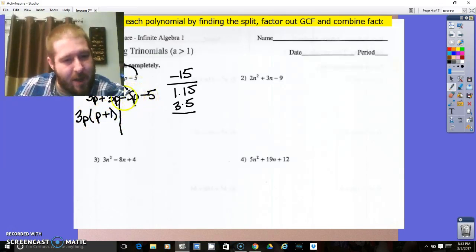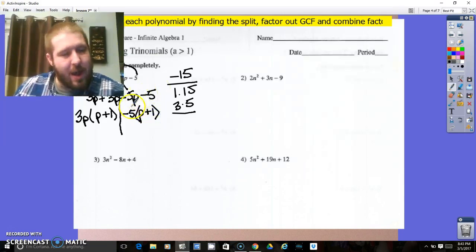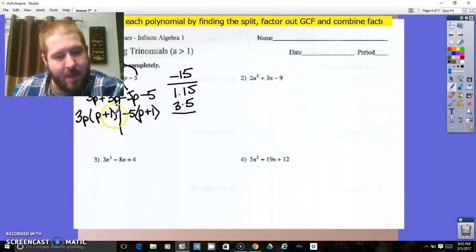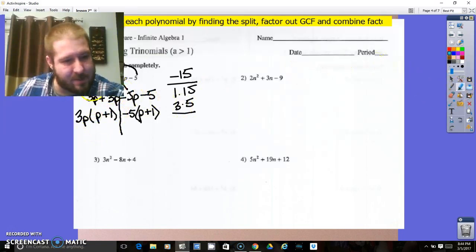All right, do the same thing over here. So negative 5, these can both be divided by negative 5. This divided by this is p. This divided by this is 1. Notice what happened now. Both parentheses have the exact same thing inside of them. That's exactly what's going to happen every single time.